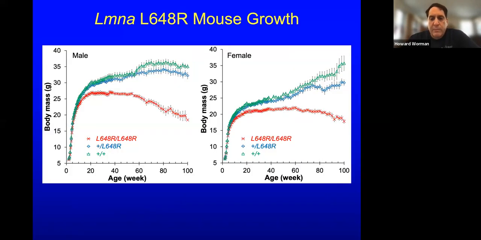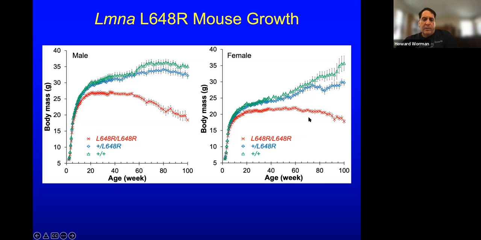So just to go on with the characterization of these mice, we watch their growth over time, and we see that the heterozygous mice essentially grew at the same rate as wild type mice. But if you look at the homozygous mice, their weight gain leveled off at a few weeks of age, and their weight actually began to drop as they got older.